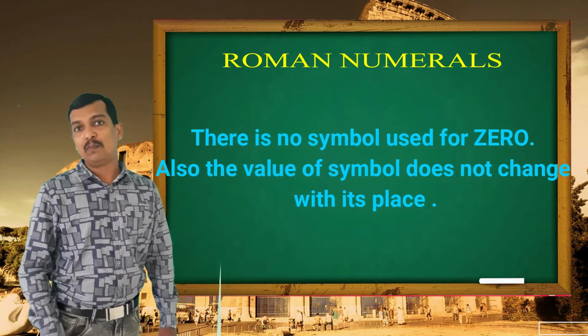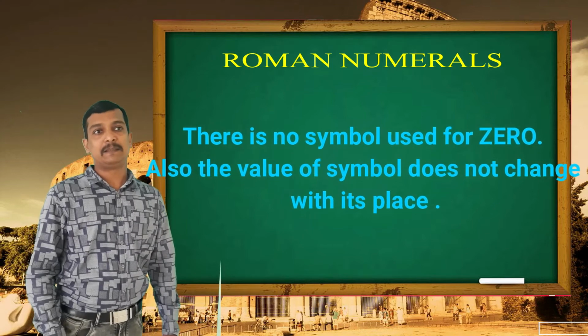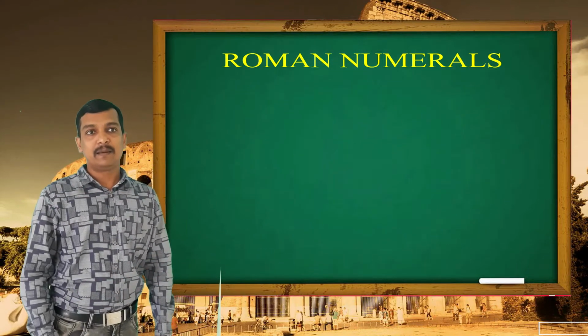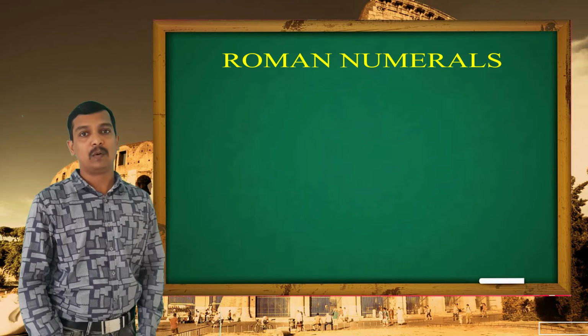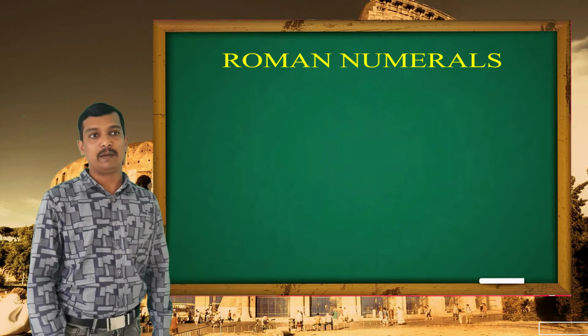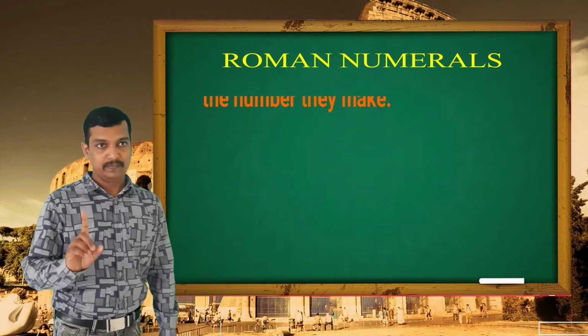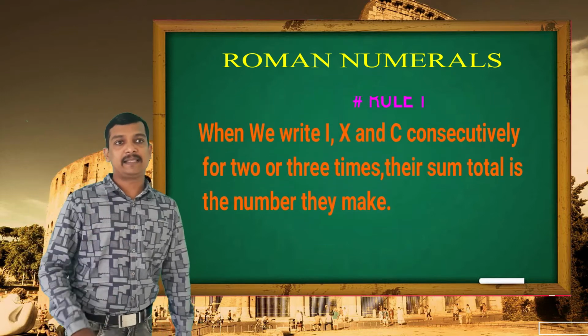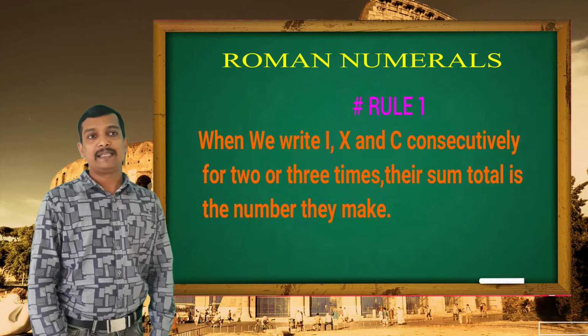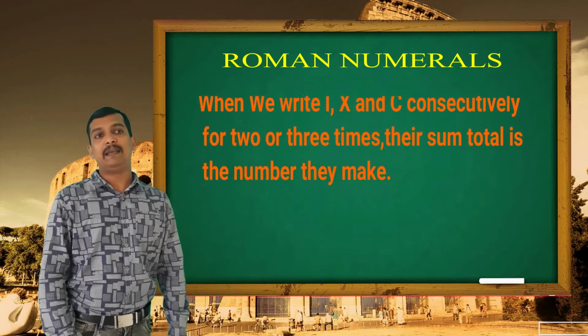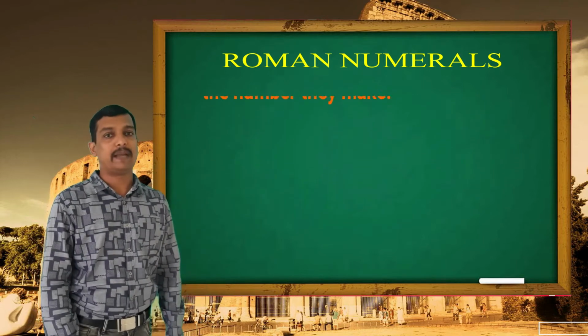Also, the value of a symbol does not change with its place. There are some rules for writing Roman numerals. We are now going to see some rules for writing Roman numerals. Rule 1. When we write I or X or C repeatedly for 2 or 3 times, their sum total is the number they make. Let's see what happens.